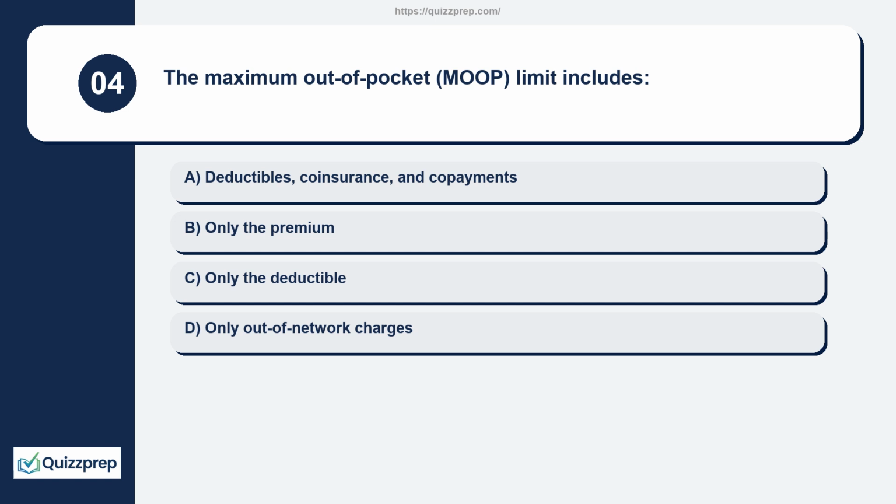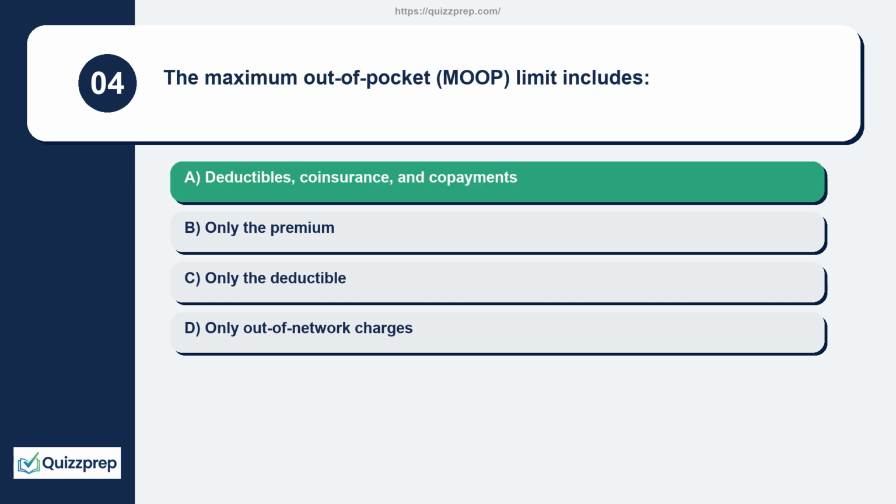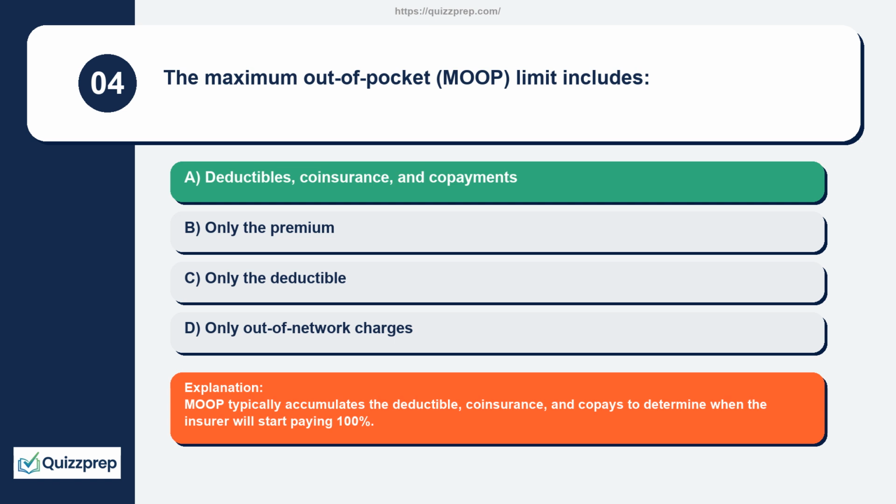Question 4. The maximum out-of-pocket (MOOP) limit includes: deductibles, co-insurance, and co-payments, only the premium, only the deductible, only out-of-network charges. MOOP typically accumulates the deductible, co-insurance, and co-pays to determine when the insurer will start paying 100%.